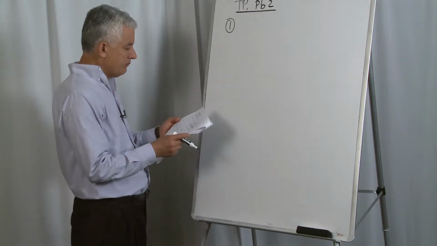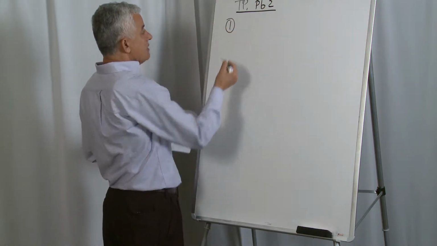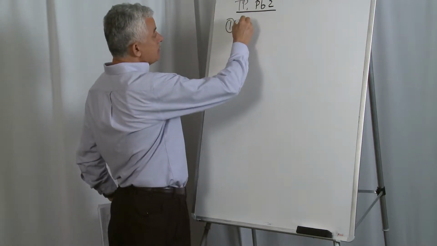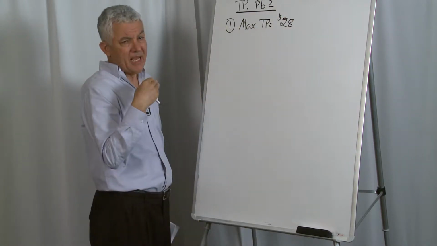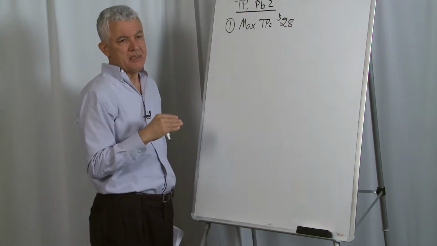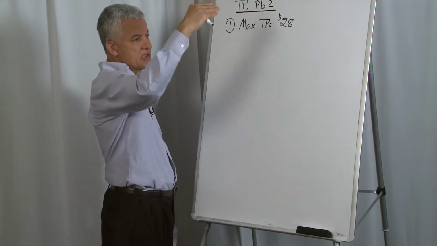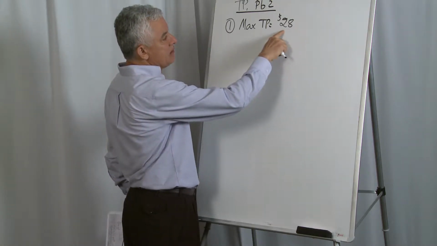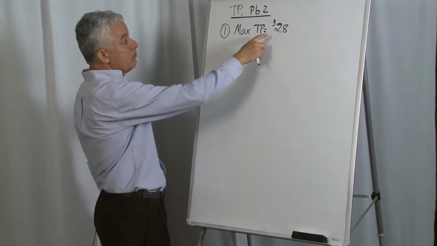Okay, let's tackle chapter 10, problem 2. The first question asks about the maximum transfer price. The maximum transfer price is $28. Remember, the maximum is the ceiling. That's from the buying unit division perspective. This is the ceiling above which they would not accept to transact with their sister division. Since they are paying $28 to get it from the external market, they're not willing to pay more than $28.